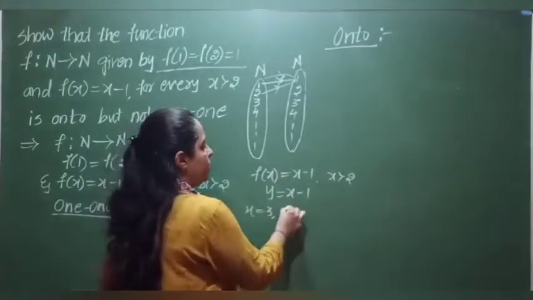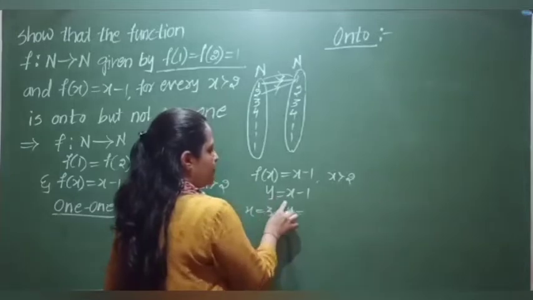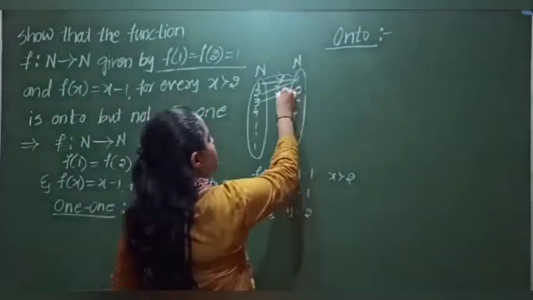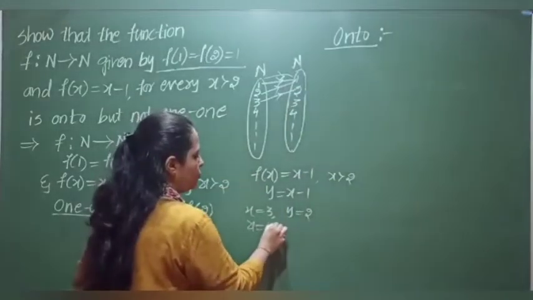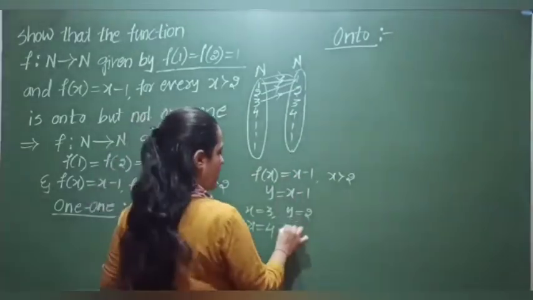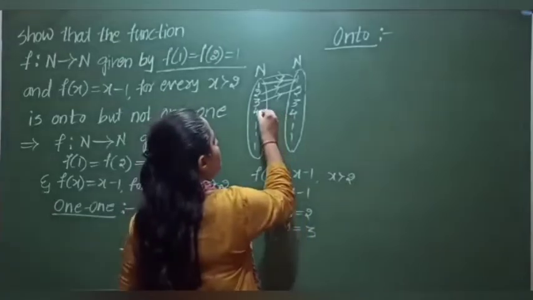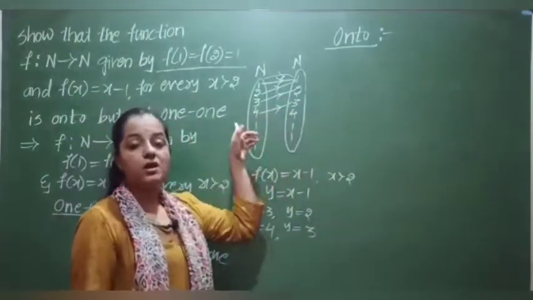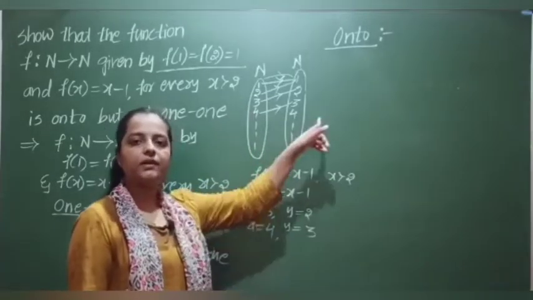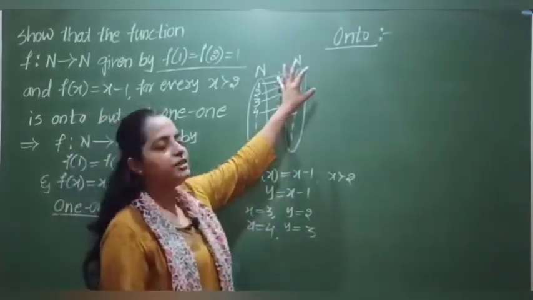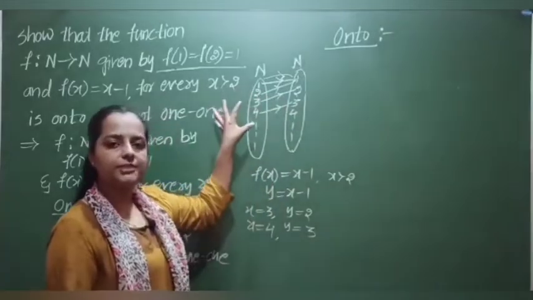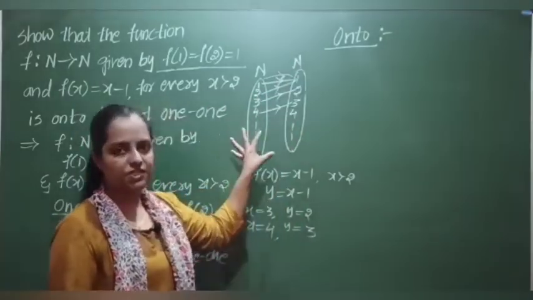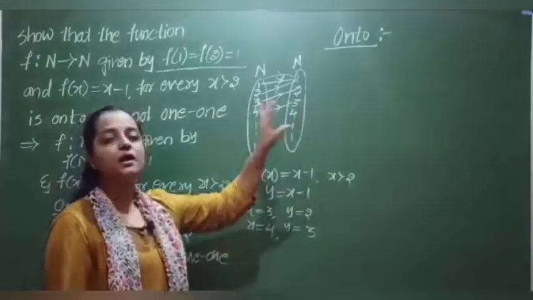If x equal to 3, let's see what y comes. y is 3 minus 1, that is coming 2, right? 3 is having image 2, and if you put x is equal to 4, minus 1, y we are getting 3. Now 4 is having image 3, 5 is having image 4, 6 is having image 5, 7 is having image 6, like that. For all the elements of the codomain we are having its pre-image, right? So for all the elements here a pre-image exists, so therefore this function is onto function.